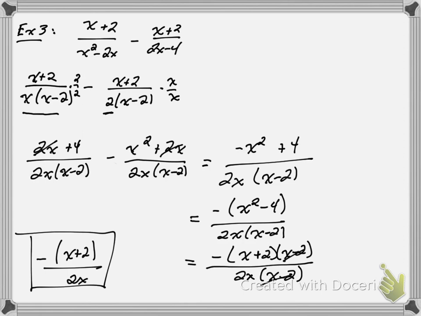Restrictions on my variable. Well, let's look for everything in the denominator. Well, you have this 2x sitting there, so it can't be 0. Because remember, 2x can't equal 0. You get x minus 2 can't equal 0. So the only other one will be 2.